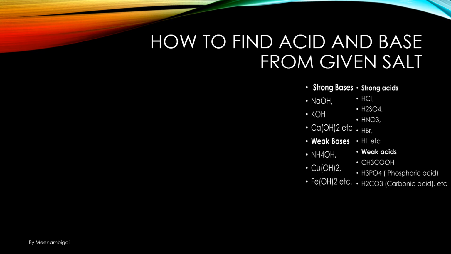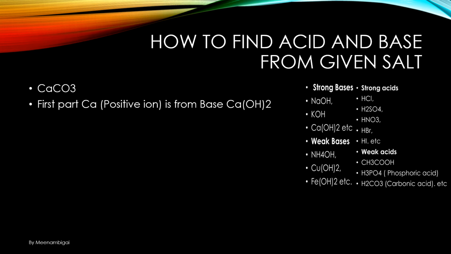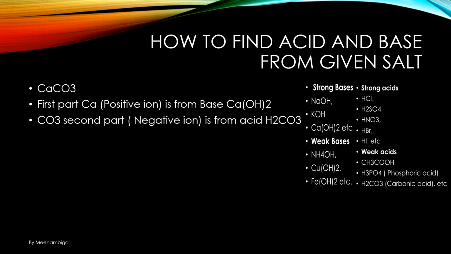So now, how to find out acid and base if the salt is given? It's very easy. Suppose a salt is given as calcium carbonate. Always you have to just break it into two parts. The first part is the positive ion and the second part is the negative ion. The first part is always for base. Just add OH to the first part. So Ca(OH)2, calcium hydroxide. Then to the second part, in front of it add hydrogen. So H2CO3.